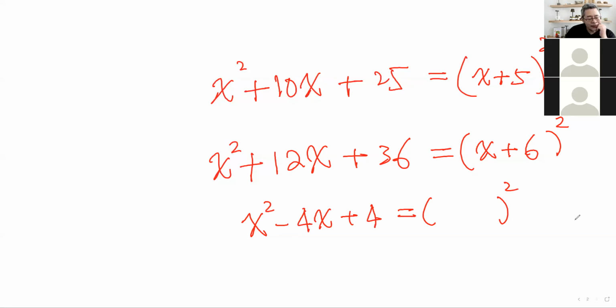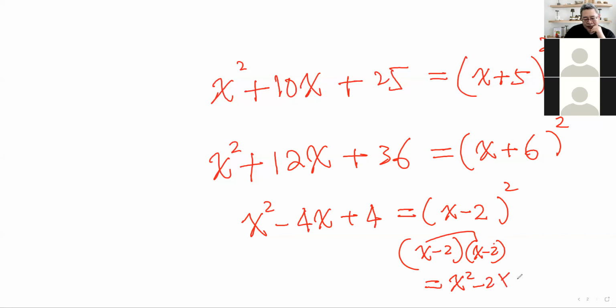Yeah, Abby, what's your answer? Is it x minus 2 squared? Yeah, it'll be x minus 2 squared. Good. And you can always check. x minus 2 squared will be x minus 2 times x minus 2. That gives us x squared, then negative 2x, then minus 2x, and plus 4, which is x squared minus 4x plus 4. Yeah. Good, Matthew?